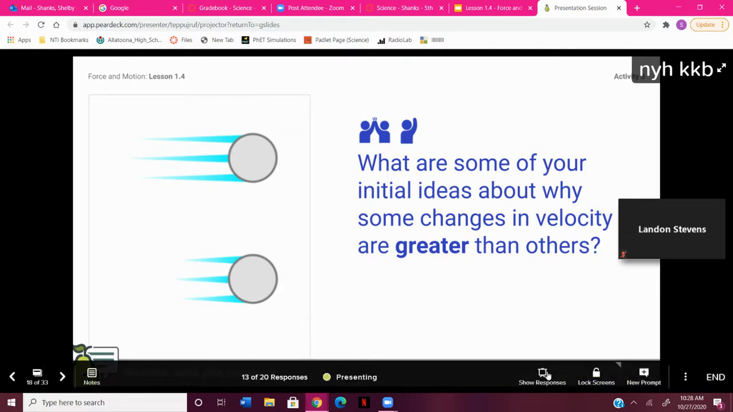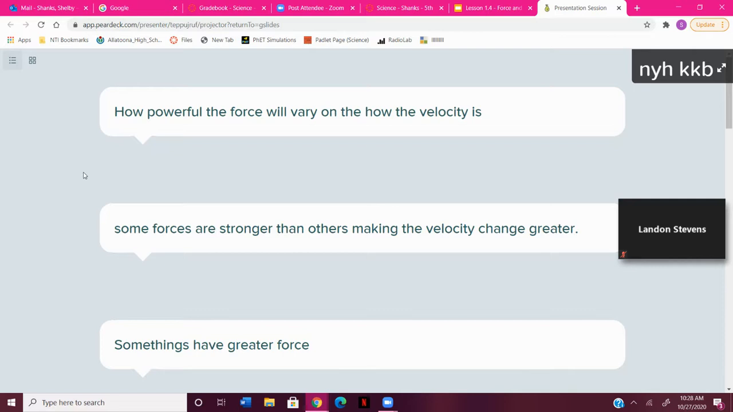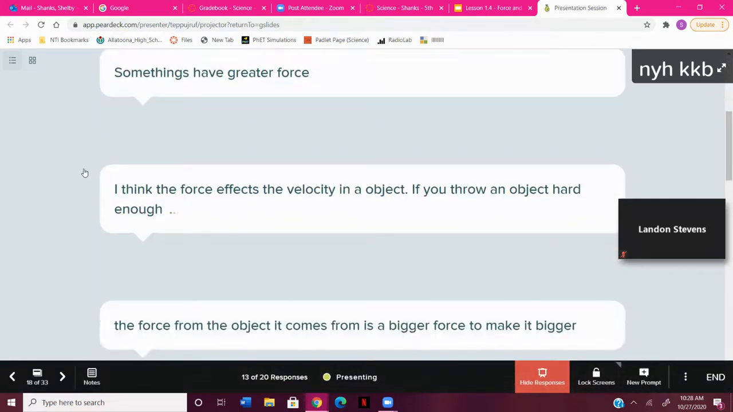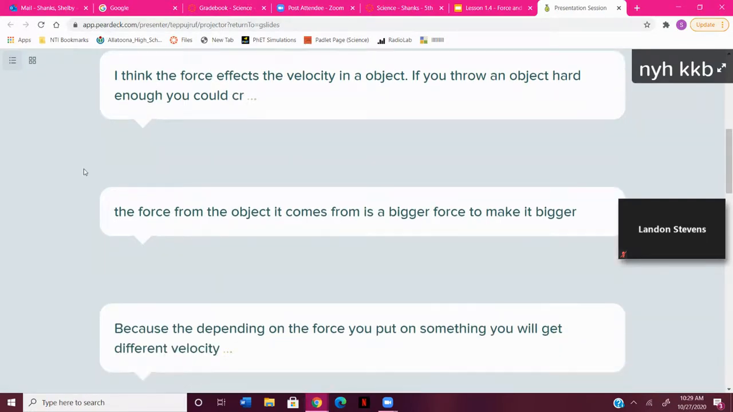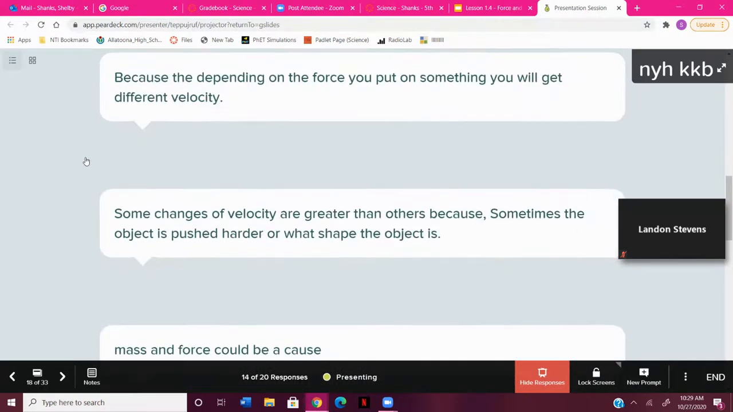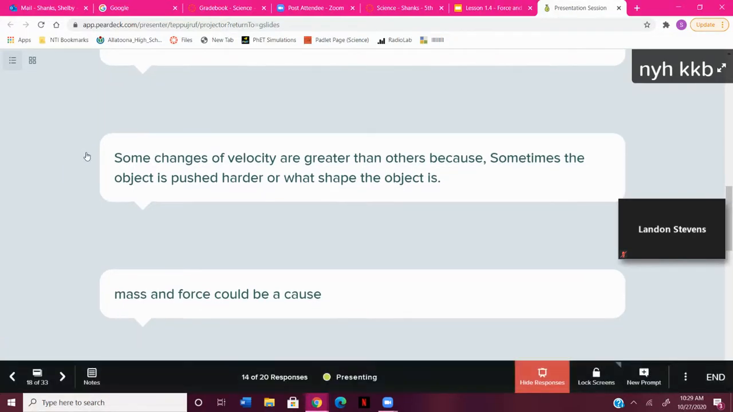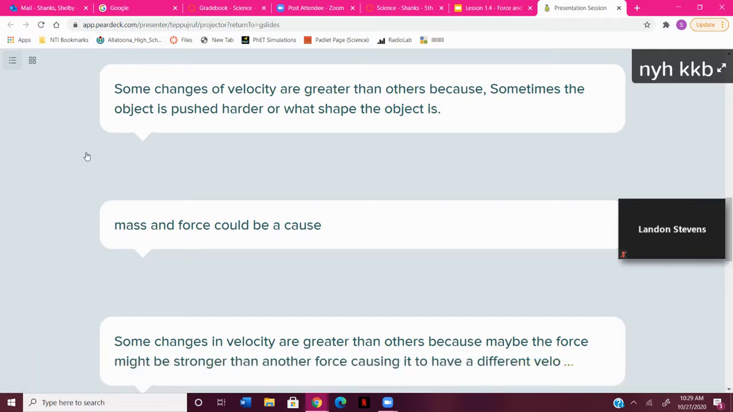All right, make sure you're responding in Pear Deck. Somebody said how powerful the force is will vary how the velocity changes. So you're saying how strong the force is. Some forces are stronger than others. Greater force, you think the force affects the velocity. Right, the object is pushed harder. Or the shape. That's a good one. I haven't heard that one yet, but that is a good one. The shape of the object.